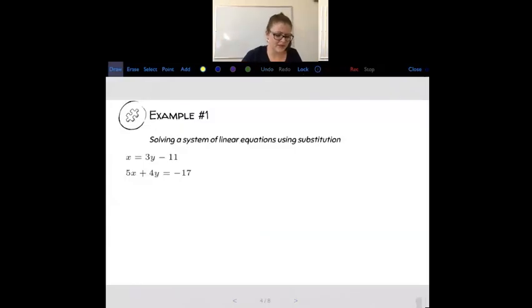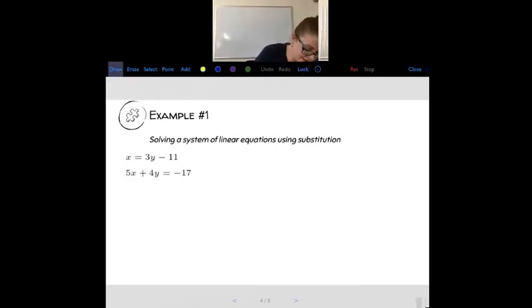Example 1: solve a system of equations using substitution. We have two lines, x equals 3y minus 11 and 5x plus 4y equals negative 17. You could put these in the form y equals mx plus b, graph them, and possibly determine the point where the two lines intersect. In this case, we're going to use substitution, and here's why.